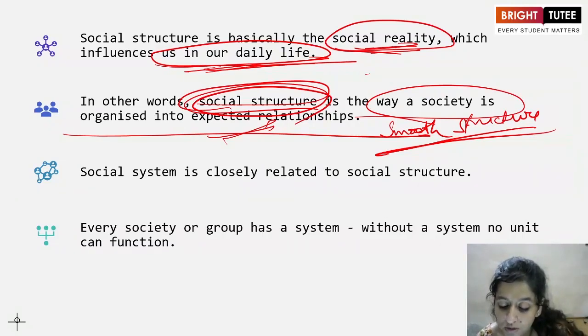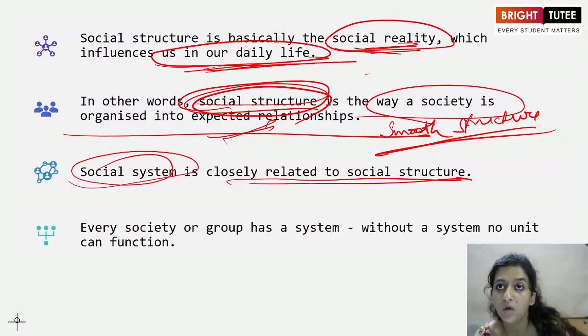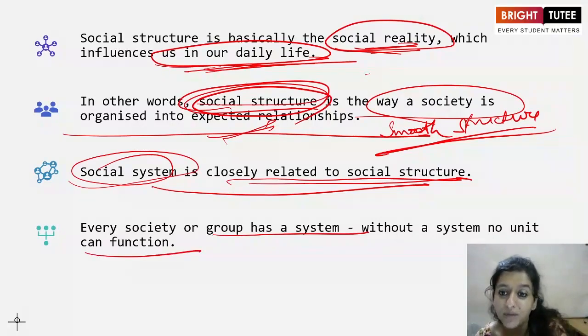Now, social system is closely related to the social structure. How? Social system is the way things are knit, and social structure is the way things are performed. So, social system is obviously a very close knit entity to the social structure aspect. Every society or group has a system. Without a system, no unit can perform. We have talked about this also, that every society or any kind of group has a system.